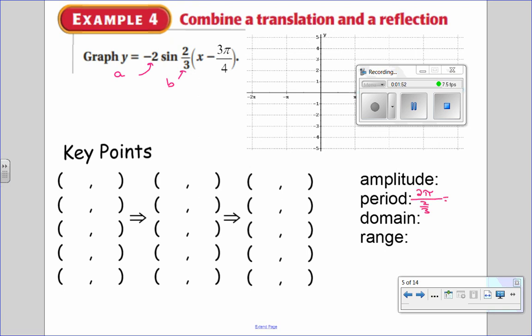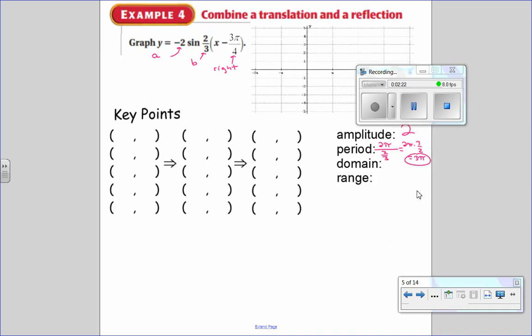Do you remember how to divide by a fraction? You multiply by the reciprocal. So this ends up having a period of 3 pi. It's pretty cool. The amplitude will be 2, just the absolute value of a. And then my c value is this 3 pi over 4. It's actually going to end up being a right shift. So I'll be adding 3 pi over 4 to all my x values to shift it to the right. We'll have fancy common denominators like we had the other day. Maybe it was even yesterday.